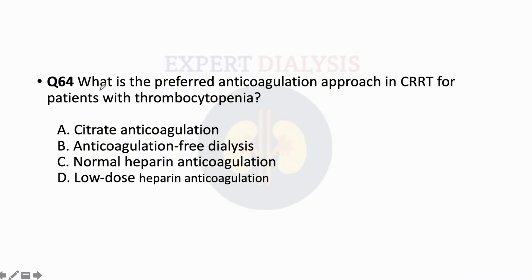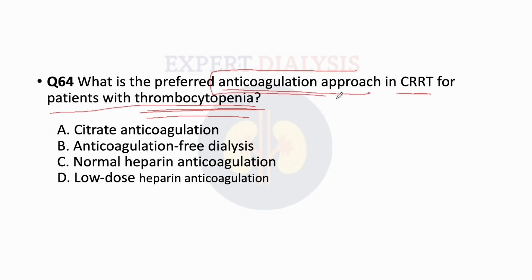The fourth question says: what is the preferred anticoagulant approach in CRRT for a patient with thrombocytopenia? Now the patient is vulnerable and has a case history of thrombocytopenia. So we have to choose an anticoagulation approach particularly.